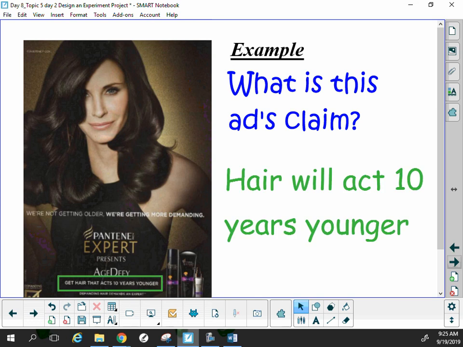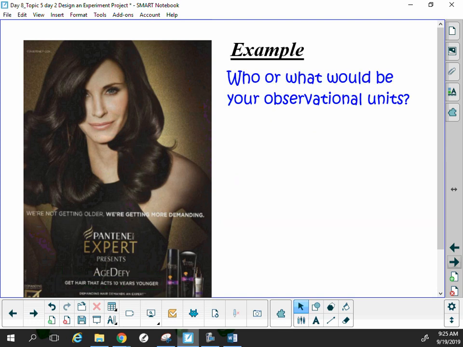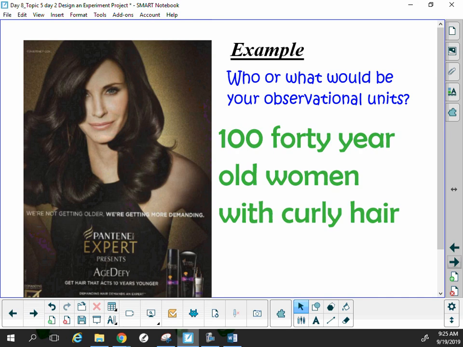Okay. So first identify the claim in the ad, and then you have to think who would use this product, right? Am I going to give this to a 12-year-old girl? No, because they don't want their hair to act 10 years younger. It's already young, right? So when you're thinking about who or what would be your observational units, think about who would use this product. Try and make it pretty specific.